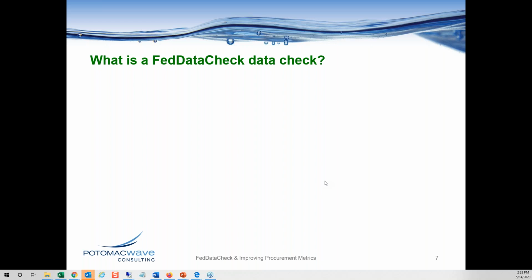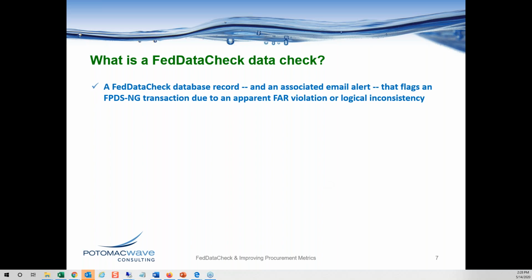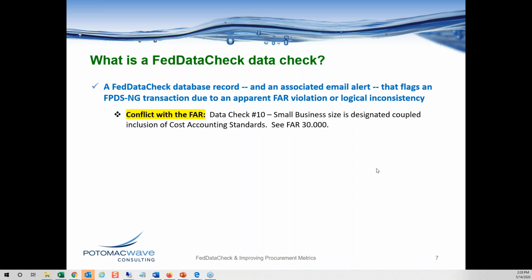Okay, what is a FedDataCheck data check? And let me start up here. It's a database record and also includes an associated email alert that flags an FPDS-NG transaction due to an apparent FAR violation or logical inconsistency. One way, and I'm going to tie this into COVID in a second, is that it conflicts with the FAR. Actually, let's take a look at one of those.